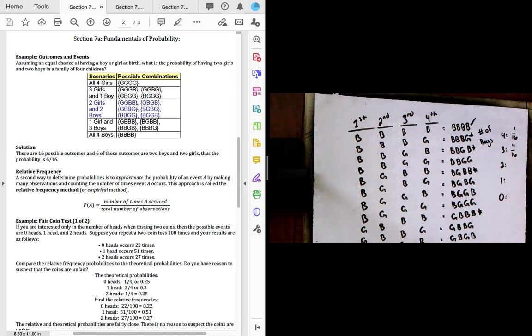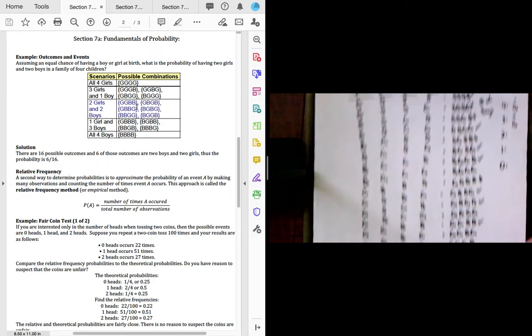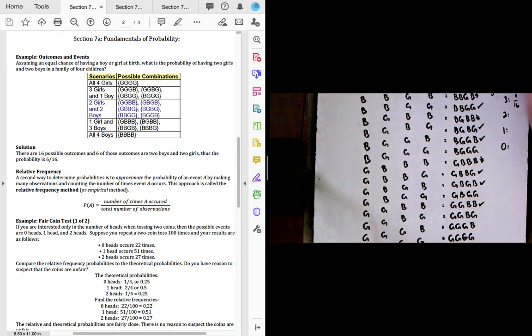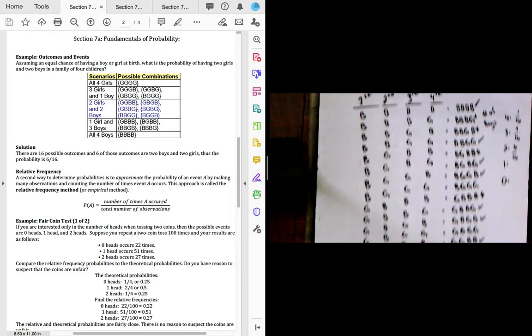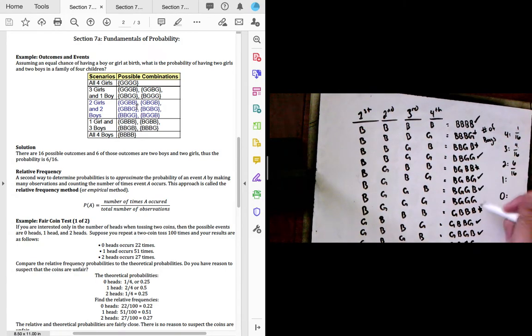The chances of having 4 kids and 3 of them being boys is 4 out of 16, or 1 out of 4. Now I'm looking for 2 boys, any set that has 2 B's in it. Here's one here, 2, 3, 4, 5, 6, it looks like. I found 6 of them in my set. And so the number of ways that I could have 2 boys would be 6 out of 16. The number of ways that I could have 1 boy, I'm looking through my set and I'm finding just a single B. Here's one of them.